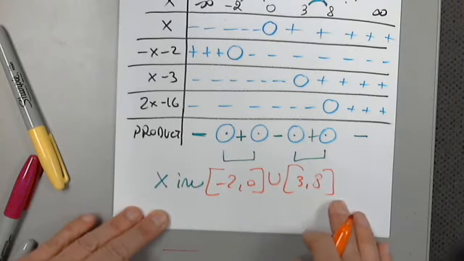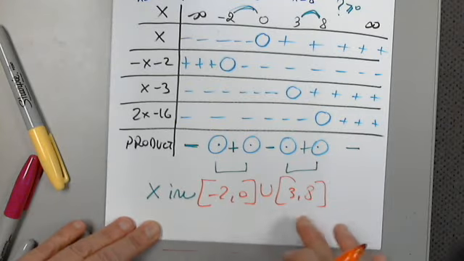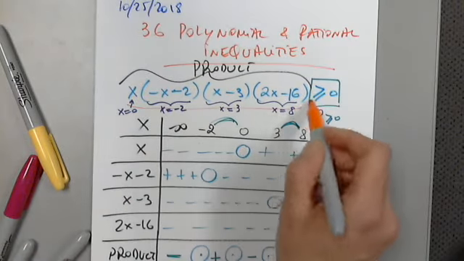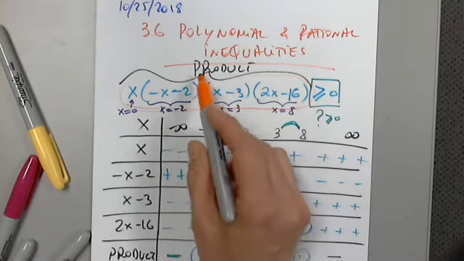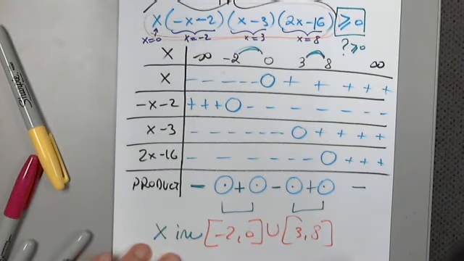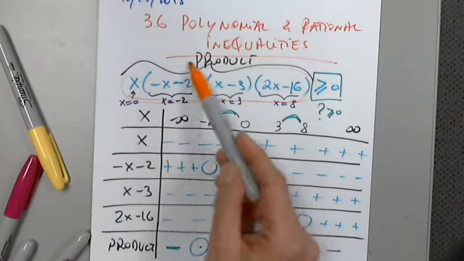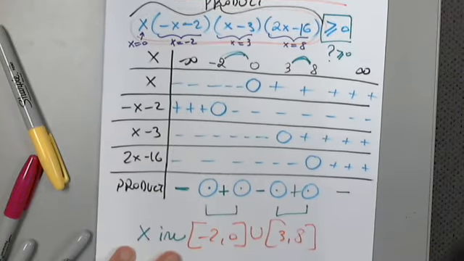What does this mean? If I pick x between these two, it's guaranteed that this product will have what sign? Correct. If I pick anywhere else, it's guaranteed that this product will have what sign? That's it.